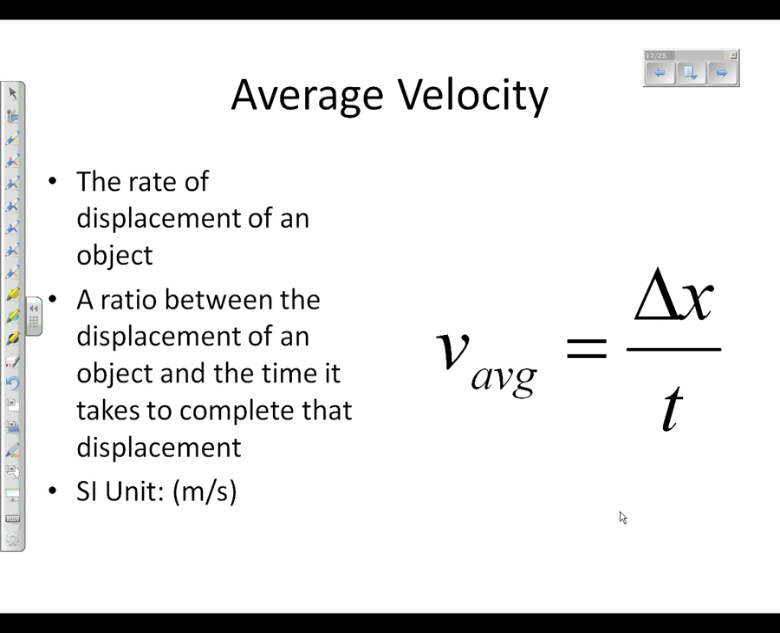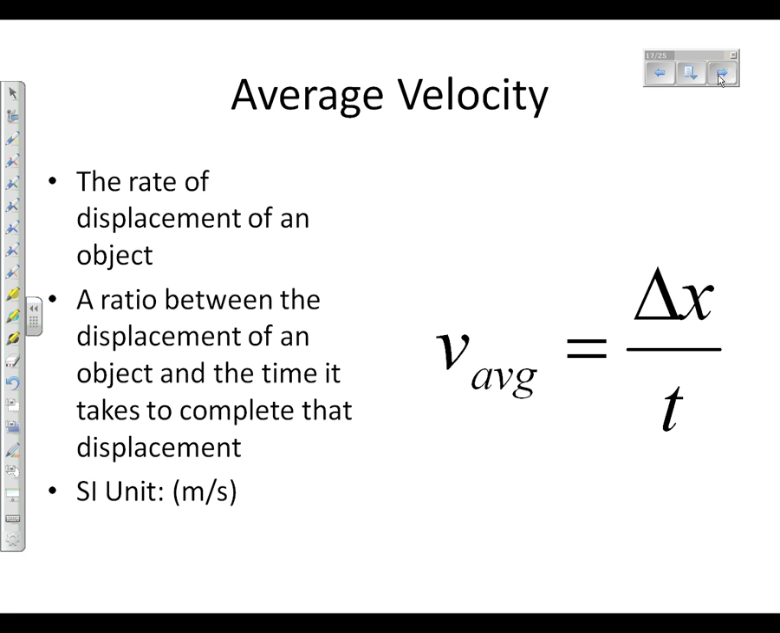Why the little triangle? Every little triangle is delta, right? Because it represents change. That's what we use to represent change. And displacement is a change in position. Where do we start versus where do we finish?